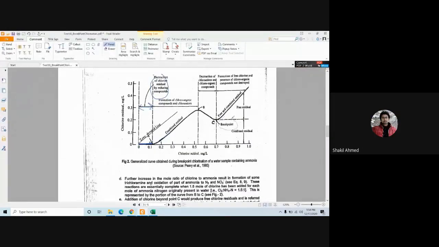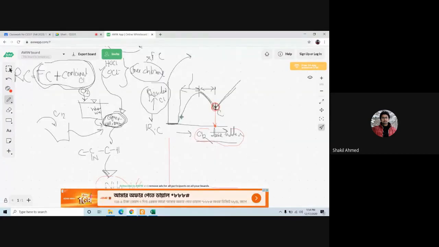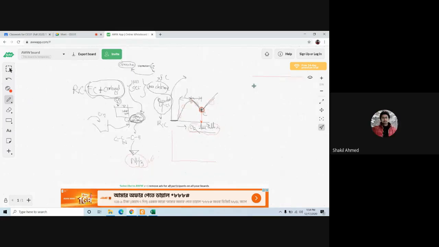This is the breakpoint. We need to determine this. So if you want to plot this graph, you need to have these points. So what you do is, you add chlorine dose.